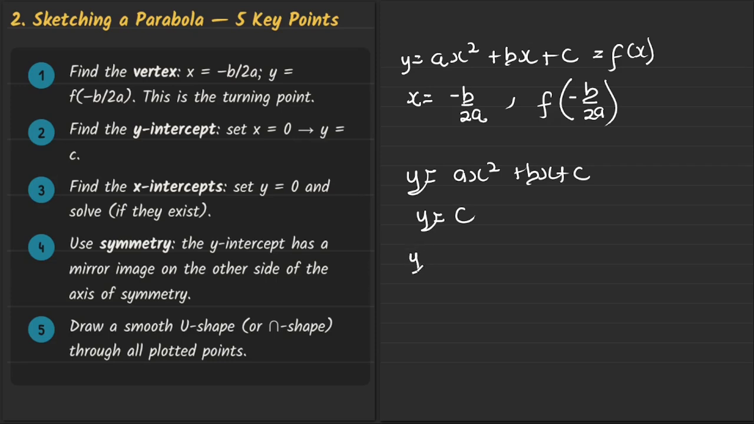So if you have y equals ax squared plus bx plus c, for the x-intercept, we set our ax squared plus bx plus c to be equal to 0. For this, you can determine the x values graphically using the factorization method, that is the AC, or completing the square, or the formula, which we'll be looking at in our subsequent lessons.